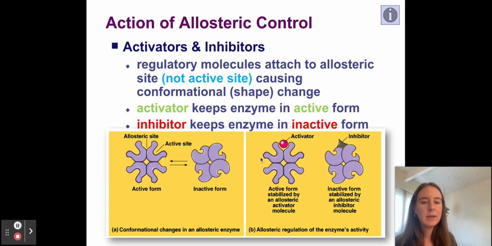However, let's say the enzyme is now in its inactive form. Well, that could be because an inhibitor has bound here to this allosteric site and turned it off. So now notice the active site is closed. The substrate would not be able to get in. So this is an inhibitor molecule, this is an activator molecule.